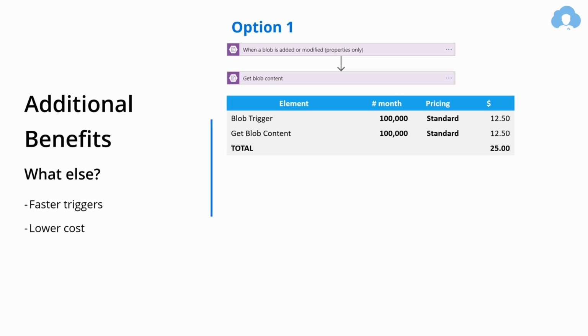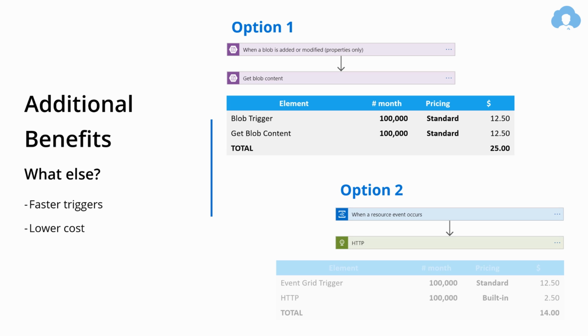In the second option that we created using the Event Grid trigger, it is still a standard connector, but the HTTP call is a so-called built-in connector, which means you're going to pay almost half of what you did for the original logic app. So not only is it more secure, but you also pay less, and it's faster. All the benefits of using Event Grid with HTTP requests.